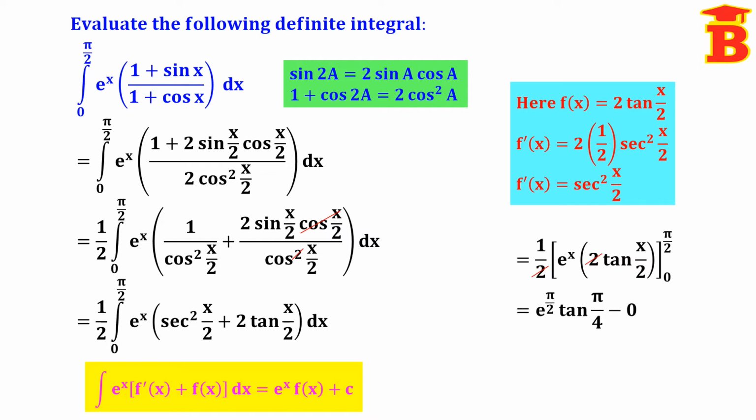If we put x is equal to pi by 2, we get e power pi by 2 into tan of pi by 2 divided by 2, that is pi by 4, minus, if you put lower limit 0, tan 0 is 0, so 0 into anything is 0, and this is equal to e power pi by 2 into tan pi by 4 value is 1. So the answer is e power pi by 2.